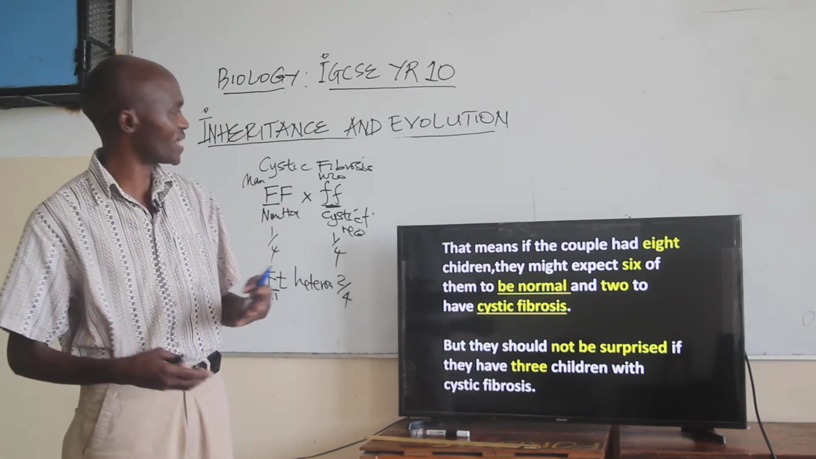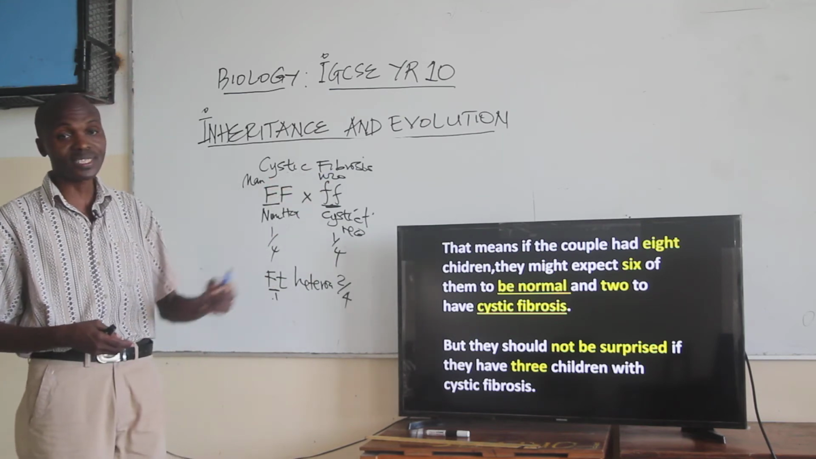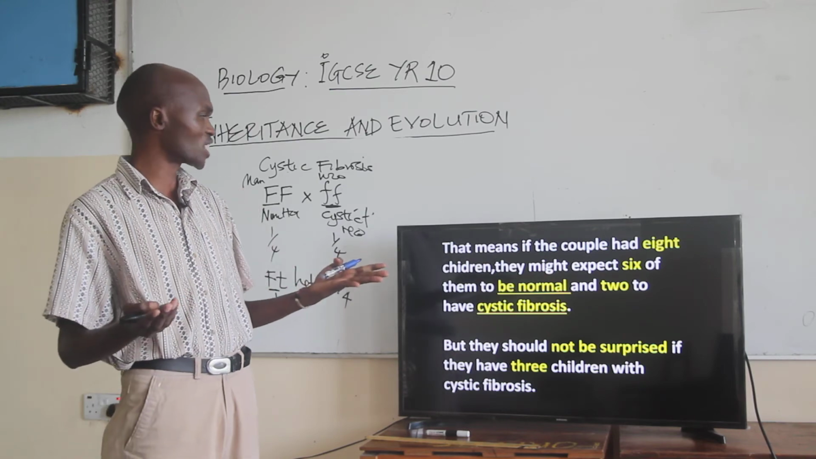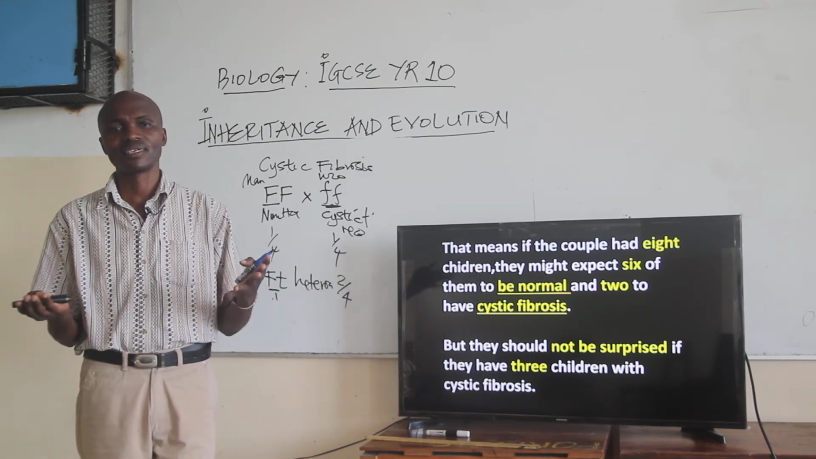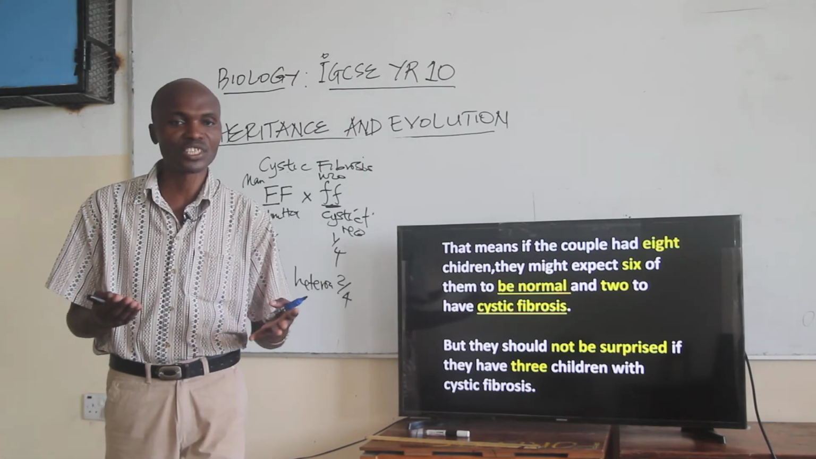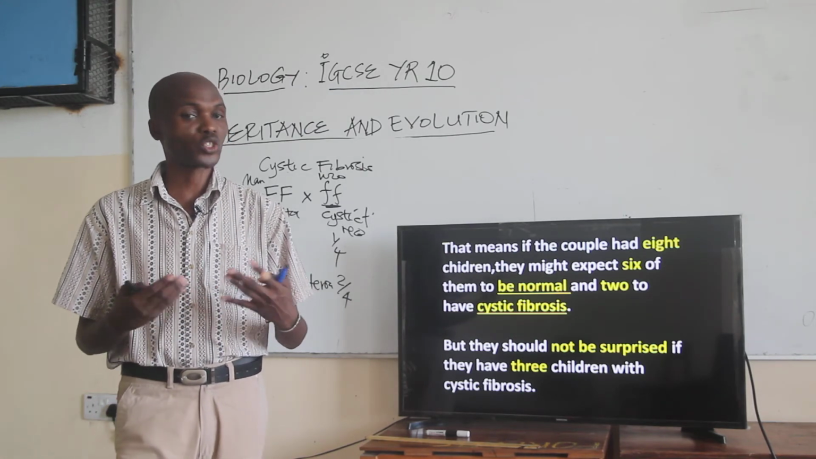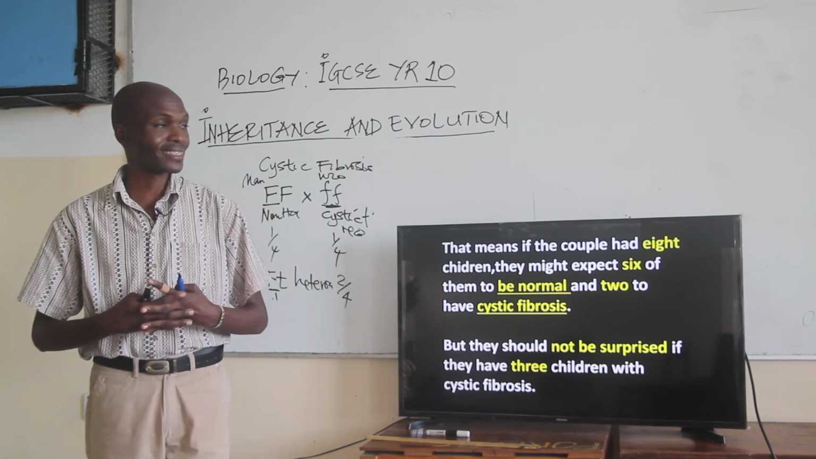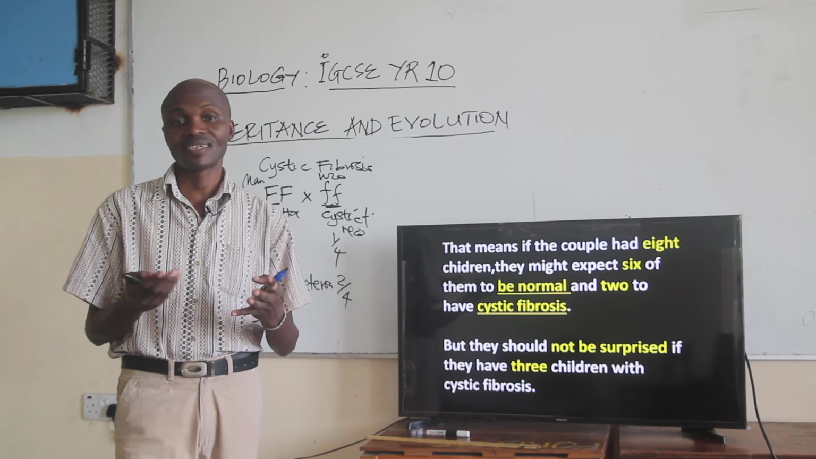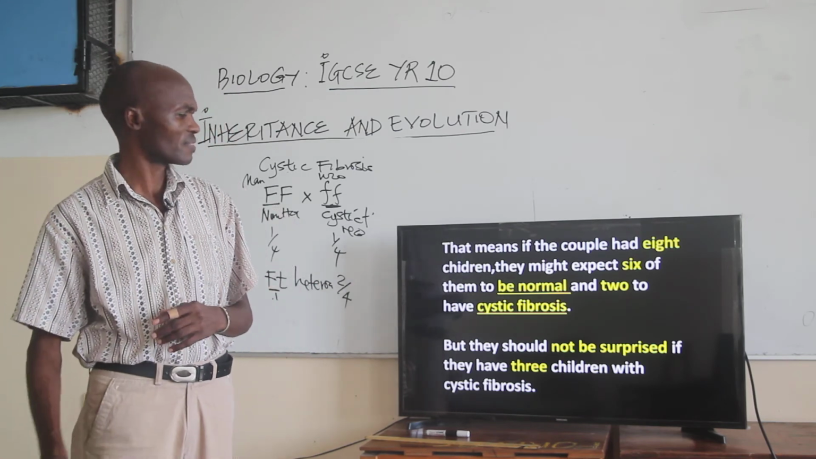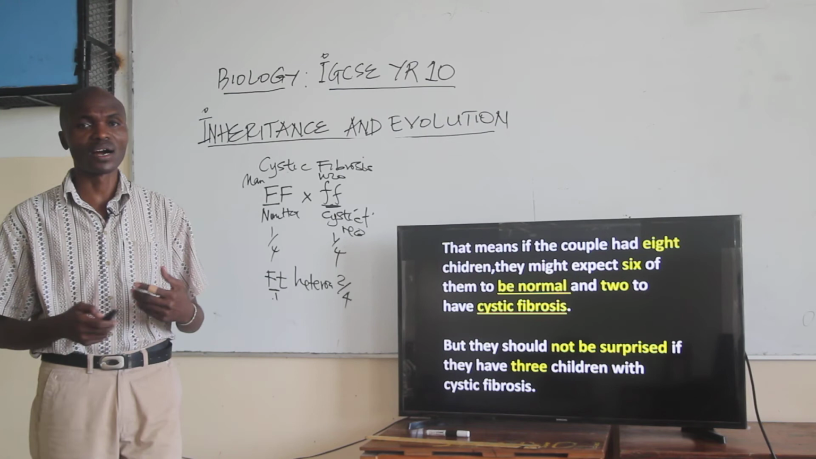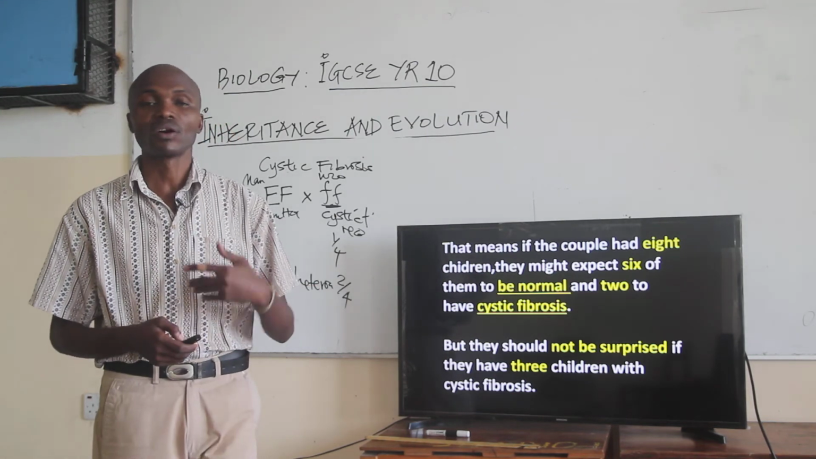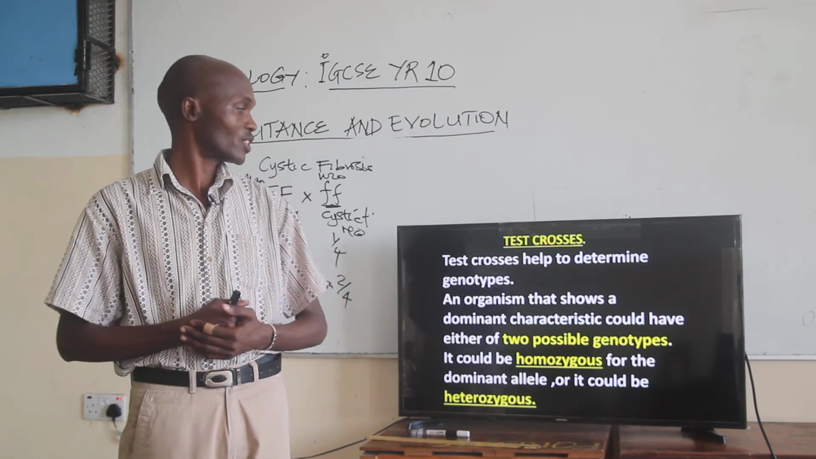That means that if this couple had, for example, 8 children, we might expect at least 6 of the children to be normal, but 2 of them are likely to have cystic fibrosis. But equally, they should not be surprised if they have 3 children with cystic fibrosis. So this is a case of probability or ratios that are likely to occur.